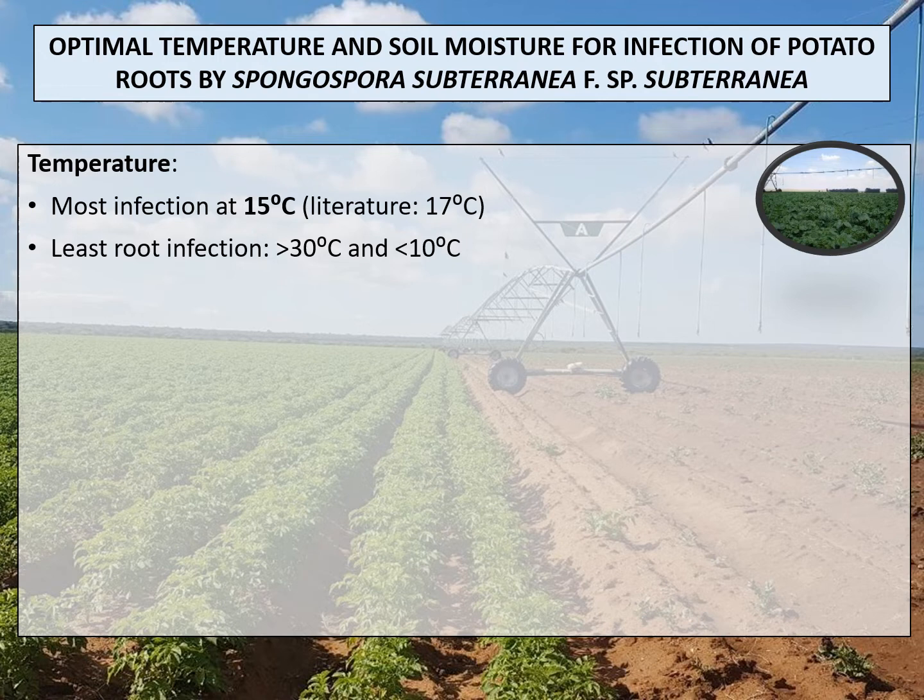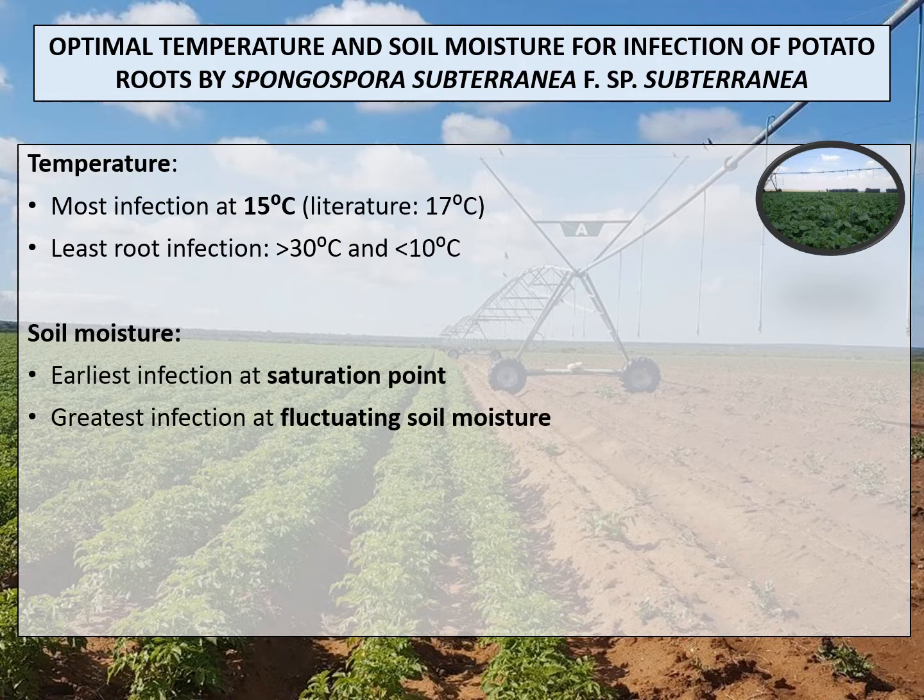Above 30 or below 10 degrees Celsius, we do not see a lot of root infection. In terms of soil moisture, the earliest infection of roots was noted when soils were kept at saturation point. However, the greatest amount of total infection was noted under fluctuating soil moisture conditions.